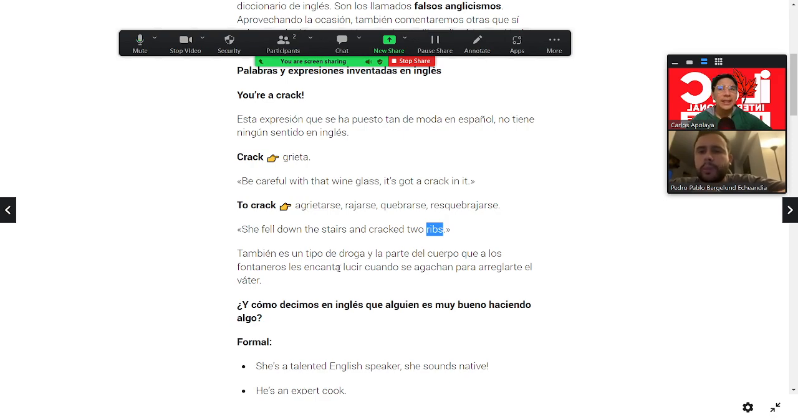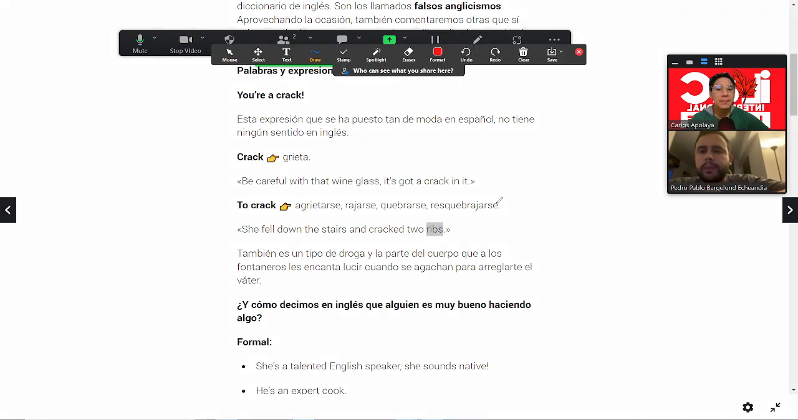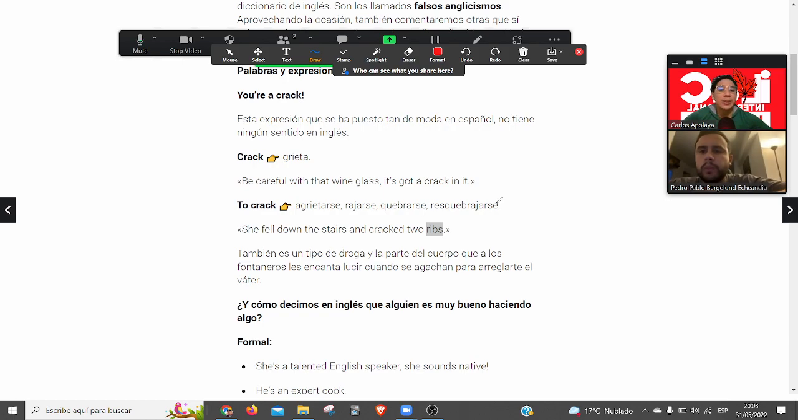Y, por ejemplo, es la parte que a los fontaneros les encanta lucir cuando se agachan para arreglar el water, ¿ok? Si se agachan, es la línea entre las nalgas, ese viene a ser el crack. You say, hey, stop showing me your crack. La raja se puede decir, ¿ok?